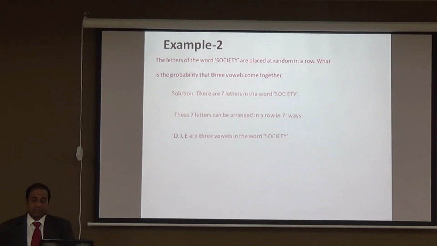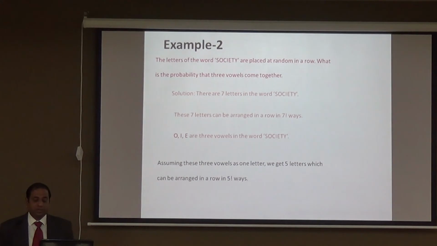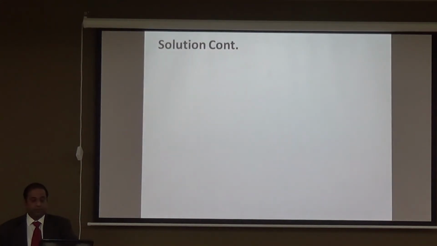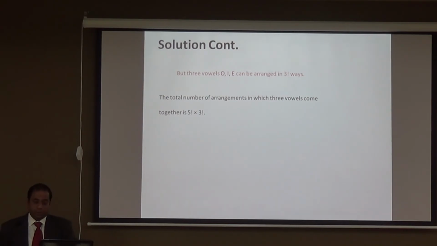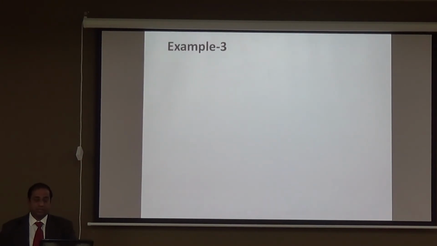O, I and E are the 3 vowels in the word society. Assuming these 3 vowels as 1 letter, we get 5 letters which can be arranged in a row in factorial 5 ways. But 3 vowels O, I and E can be arranged among themselves in factorial 3 ways. Therefore, the total number of arrangements in which 3 vowels come together is factorial 5 into factorial 3. So the required probability will become factorial 5 into factorial 3, which is the favorable outcomes, upon total outcomes, that is factorial 7. So the answer will become 1 upon 7.